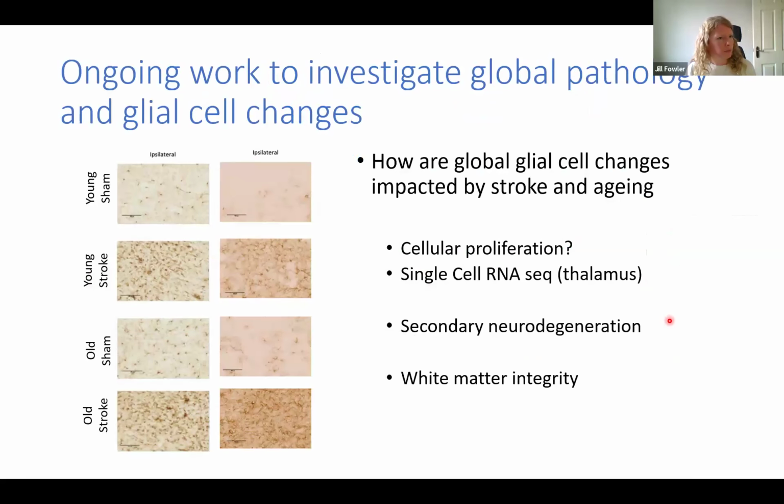So the ongoing work, we're looking at the correlates of these cognitive changes with pathology. We have undertaken a small cohort just in the thalamus, where we're looking at single cell sequencing changes to the astrocytes and microglia. We're looking at cellular proliferation and just asking if secondary neurodegeneration and white matter integrity alterations are exacerbated with aging.